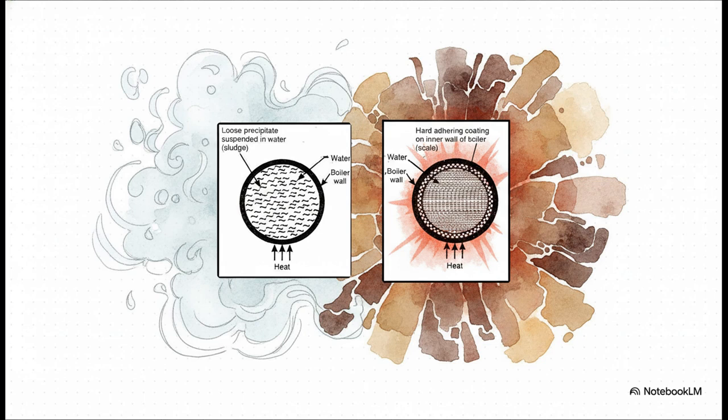And the way those solids settle out happens in two very different ways. First, you've got our friend sludge, that loose, free-floating precipitate just hanging out suspended in the water. It usually forms in the comparatively cooler portions of the boiler. But then you have something totally different, which is scale. Scale is this hard, stubborn coating that literally bakes directly onto the inner wall of the boiler, right where the heat is at its most intense.